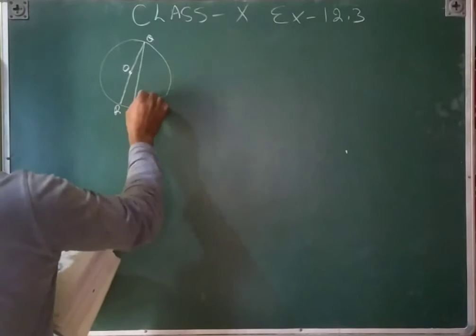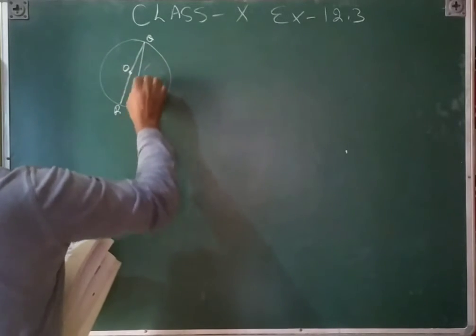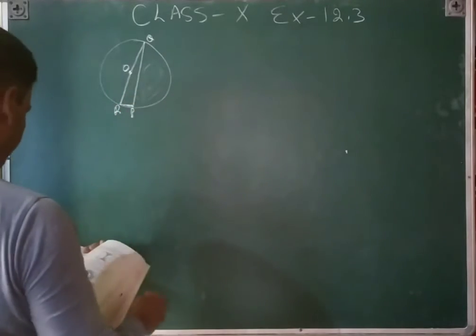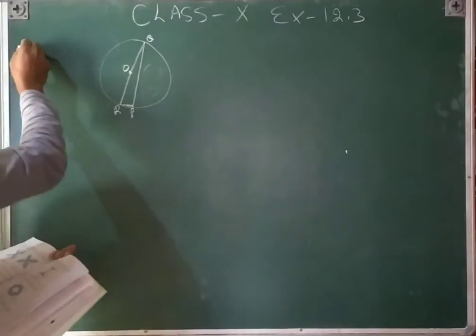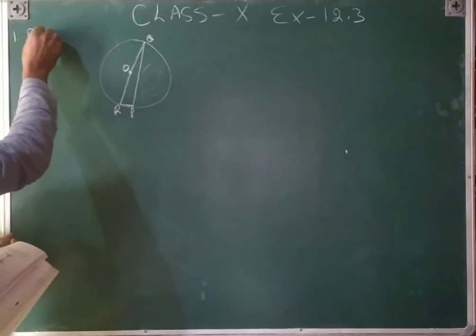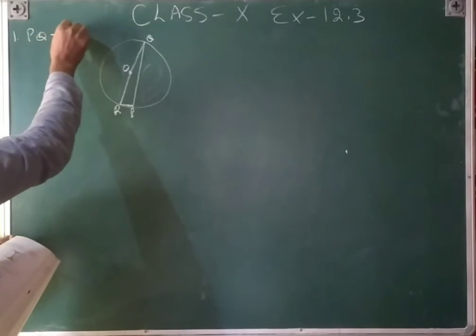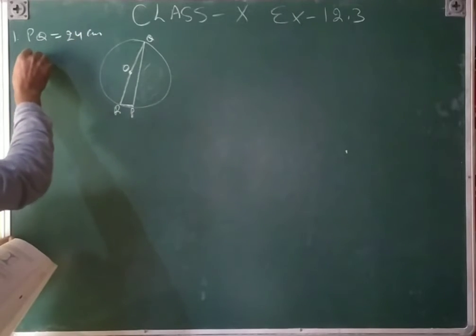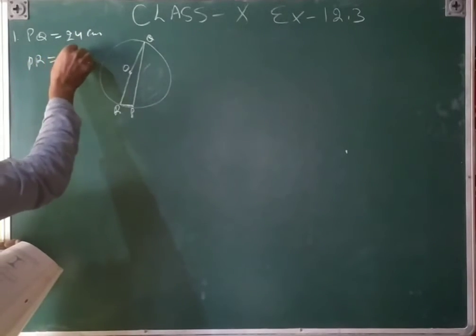PQR, and then these are the shaded portion. This one also will be joined, this will also be shaded portion. So PQ is equal to, that is given, 24 centimeter, and then PR also is given there, 7 centimeter.